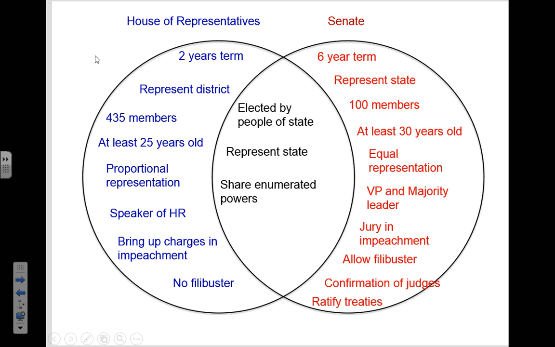The powers that are given to Congress, those enumerated powers, those are shared. So the power to make law is a shared power between the House and the Senate. The power to tax, the power to declare war, those are all shared powers of both the House and the Senate. And they have the power to make laws. And for any law to be made, it has to go through both the House of Representatives and the Senate. So that is a shared power. This is a quick overview of the House and the Senate.